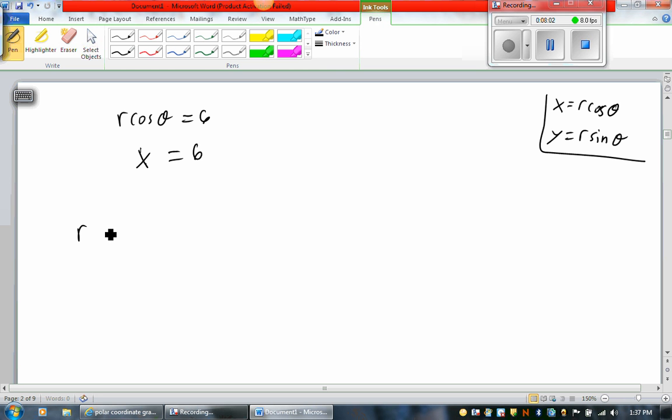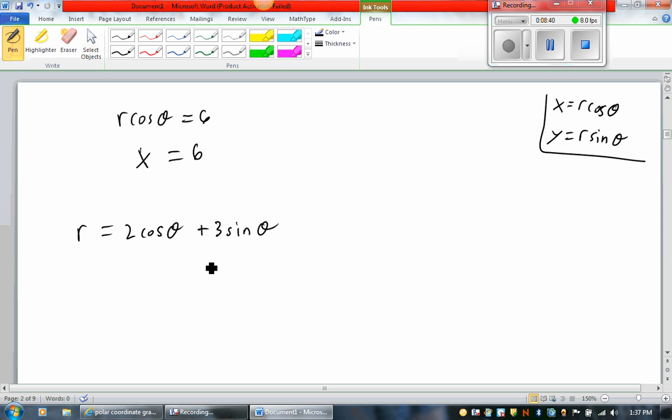Let's say we had r equals 2 cosine theta plus 3 sine theta. Well, we don't have an r cosine and r sine to sub that in. We could sub in r equals radical x squared plus y squared right here, but that still doesn't get rid of these cosine thetas for us. Remember, we want to get rid of all the trig functions to turn it into rectangular.